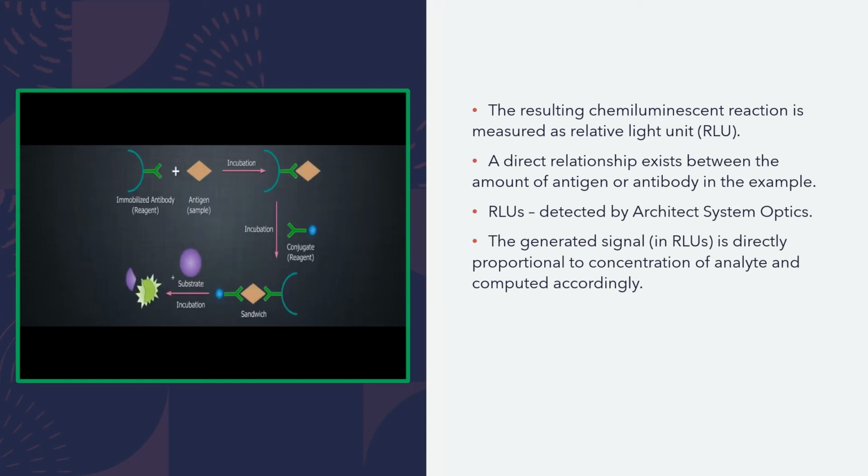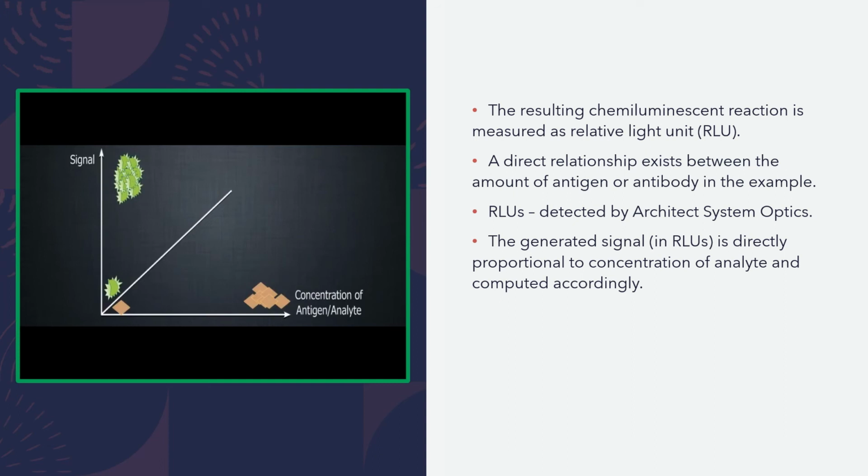A direct relationship exists between the amount of antigen or antibody in the sample and the relative light units. Relative light units are detected by the ARCHITECT system optics. The generated signal is directly proportional to the concentration of analyte and computed accordingly.